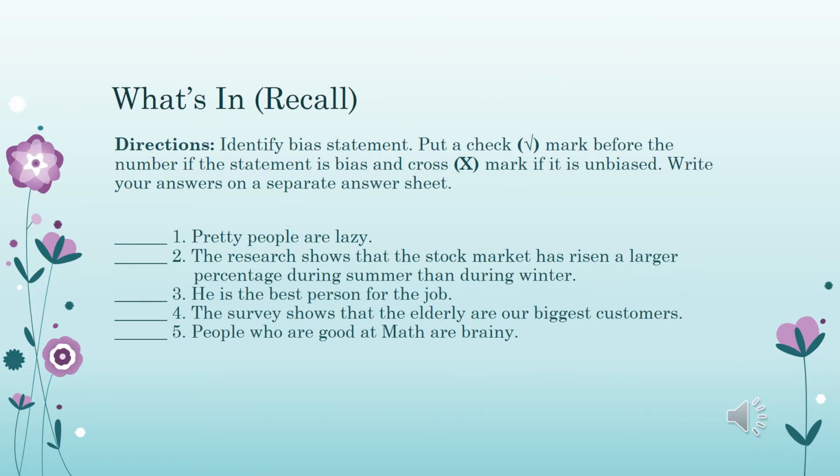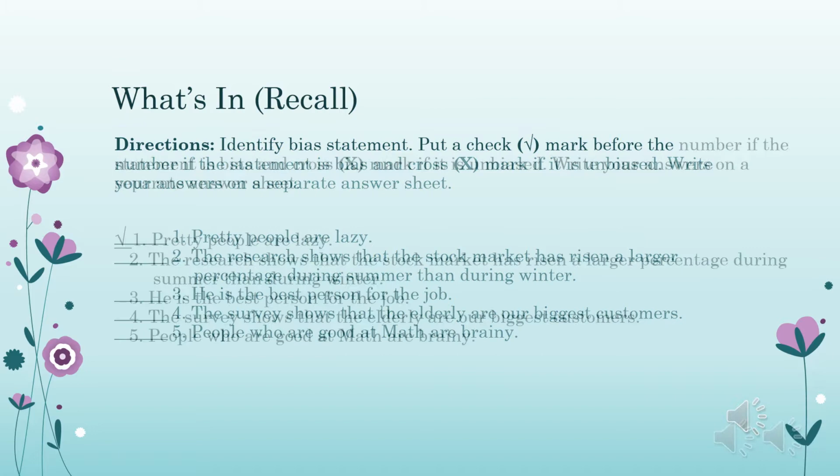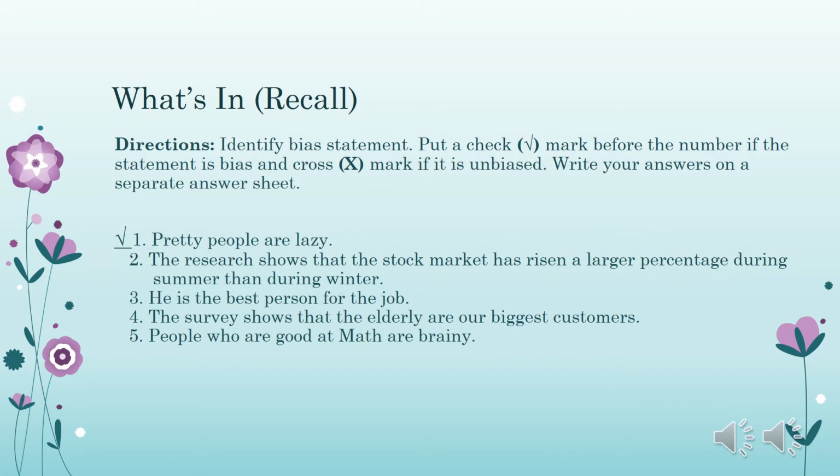Okay, let me read the directions. Identify bias statement. Put a check mark before the number if the statement is biased and cross mark if it is unbiased. Write your answers on a separate answer sheet. So this time you will no longer write your answer. You're just going to answer with me as we go through. Let's read number 1. Pretty people are lazy. If your answer is check, then you are correct. Pretty people are lazy is an example of a bias statement.